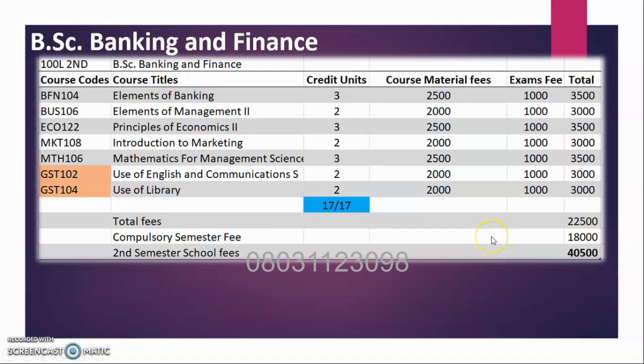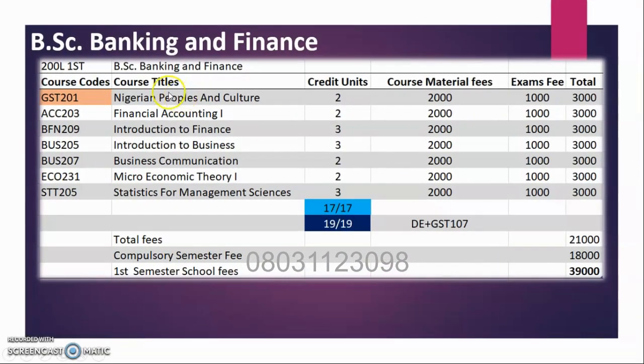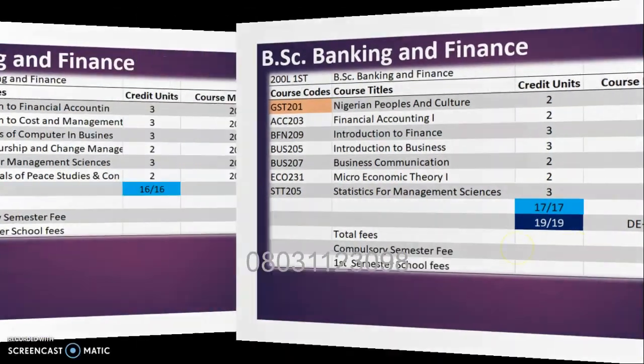Then 200 level first semester. These are the courses you're supposed to register and pass, all of them. Unless you are a direct entry student, then you bring in GST 107 from 100 level. Yours becomes 19 units instead of 17. You register all, you pass all. So you have 39,000 as your school fees. Direct entry students will have to add 3,000 for this course because it's a 2 unit course and 2 unit courses are registered with 3,000. So it will become 42,000 for a direct entry student.